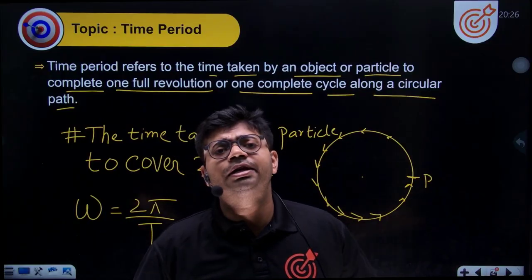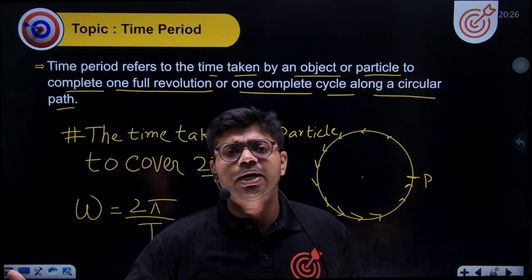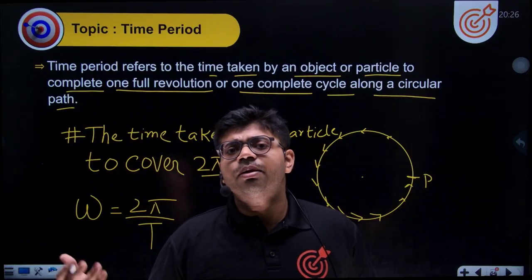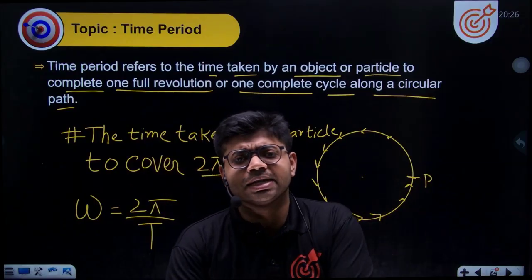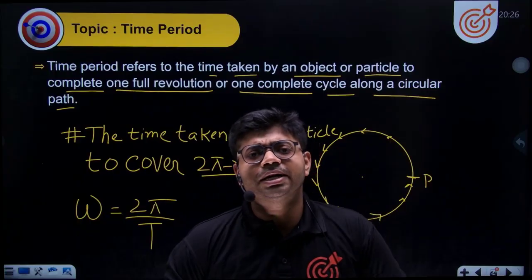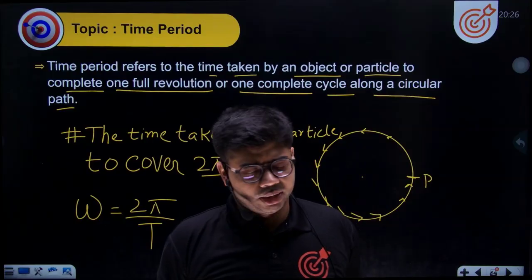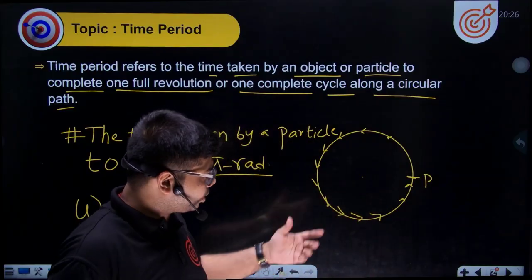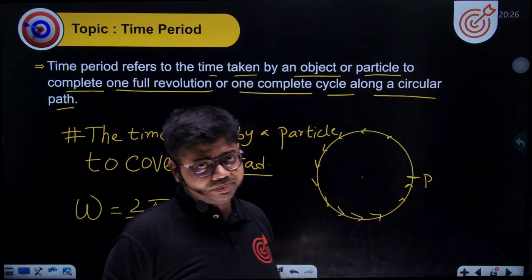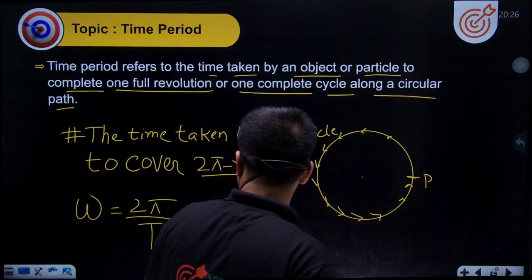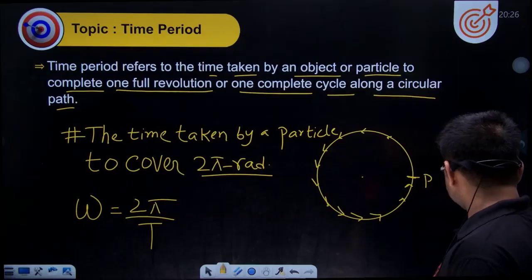You can analogously think of linear motion as well. When a particle takes more time to cover a particular distance, then we say the speed or the velocity of the particle is less. Similarly here, the particle is taking more time to complete one cycle. So definitely my omega is going to be less when my T is going to be more, and vice versa.